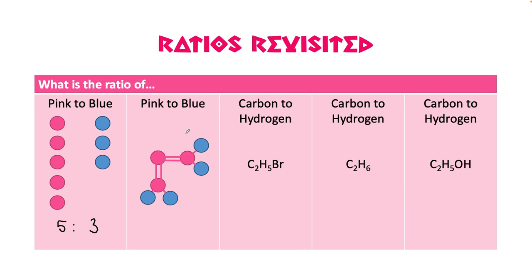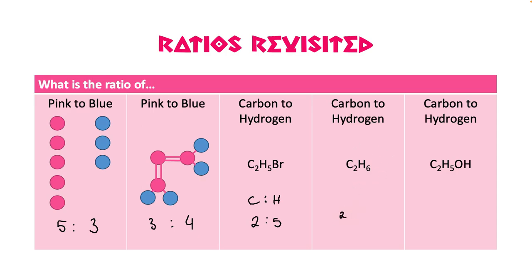The pink to blue of this one, well, if I do pink first, I've got 1, 2, 3 pink, so 3 pink is to 1, 2, 3, 4 blue. The next one, similar concept, looking at carbon is to hydrogen. If I look in my compound here, I've got 2 carbons, 5 hydrogens, so carbon to hydrogen is 2 is to 5. Now in the next one, I've got carbon to hydrogen again, and I've got 2 is to 6.